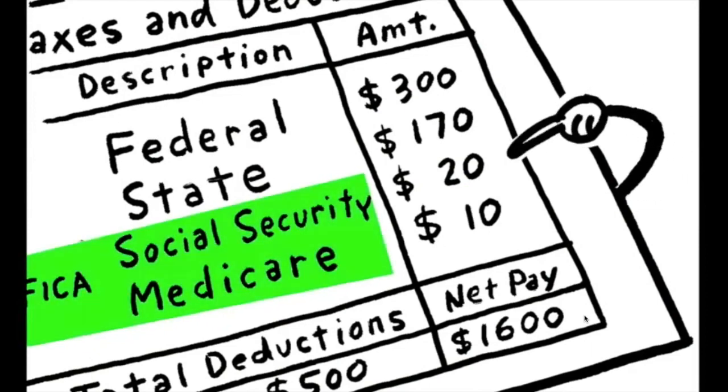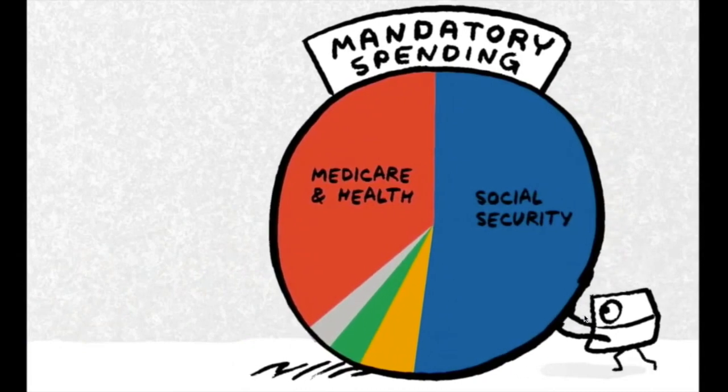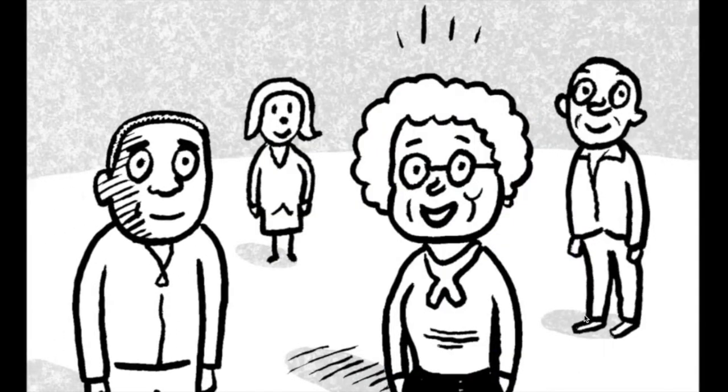They go to trust funds, which help pay for mandatory spending that's required by law. For example, Social Security and Medicare. Everyone over 62 is eligible for this support.